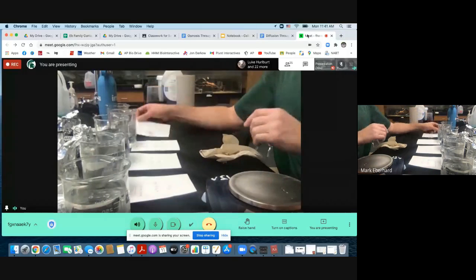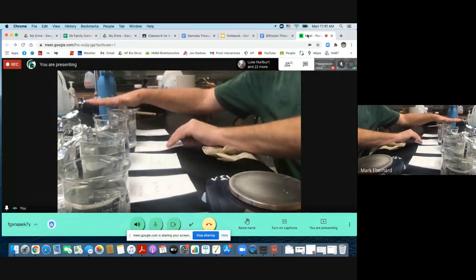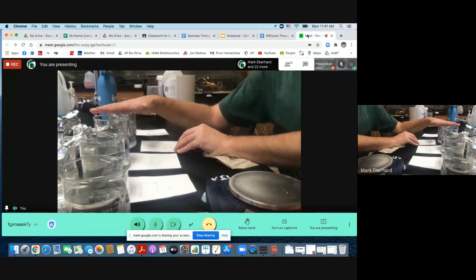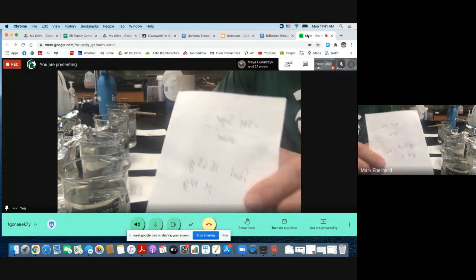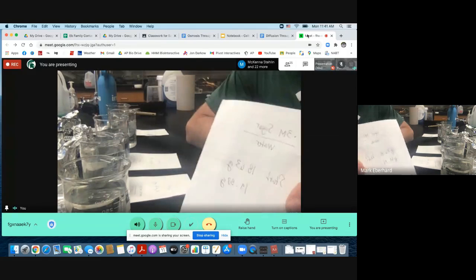and for each one I've got a sheet of paper. So this was the 0.9 sugar in the tube and water in the beaker. This is the 0.3 sugar in the tube and water in the beaker. And for each one I've got a little slip here that tells me what's what, so I didn't lose track.